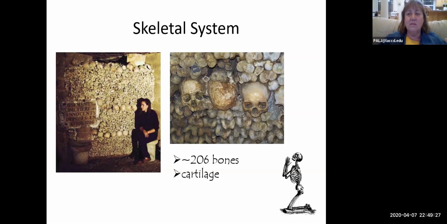Not a number you need to memorize. I just want you to be aware that it's slightly more than 200 bones. And in addition, on our bones, every time we have an articulation, we're going to have some cartilage attached to it. So the cartilage is intimately involved with the skeletal system.